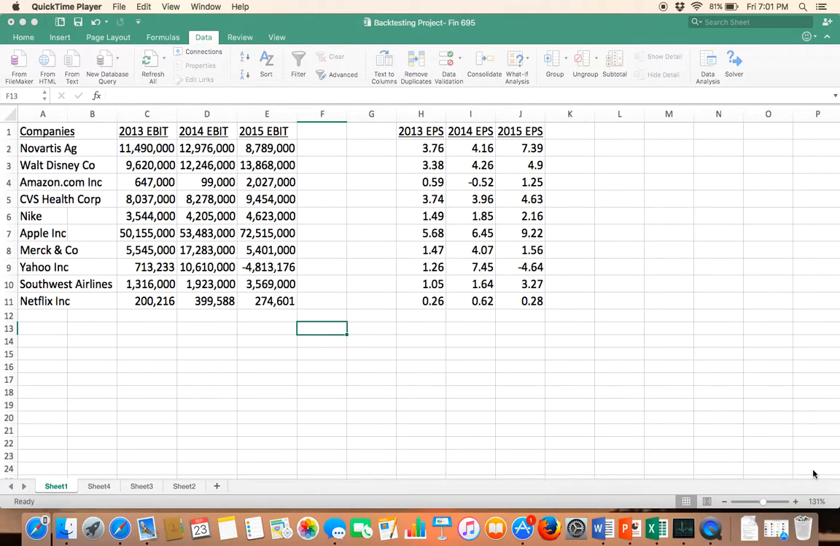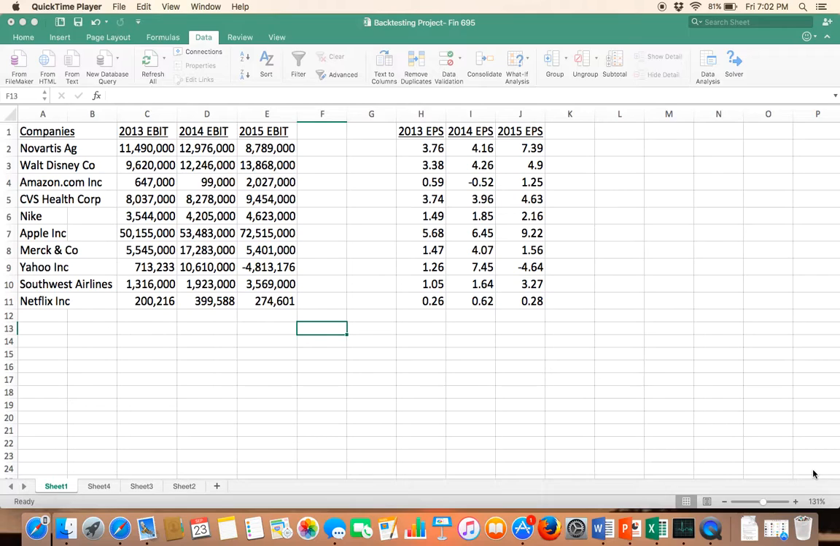Basically what I wanted to look at was a company's EBIT, the earnings before interest and taxes, and a company's earnings per share. I wanted to see if there was a relationship or correlation between the earnings before interest and taxes and the earnings per share, if the EBIT affected the profitability and the performance of a company's EPS. So basically what I did was I pulled up 10 companies.